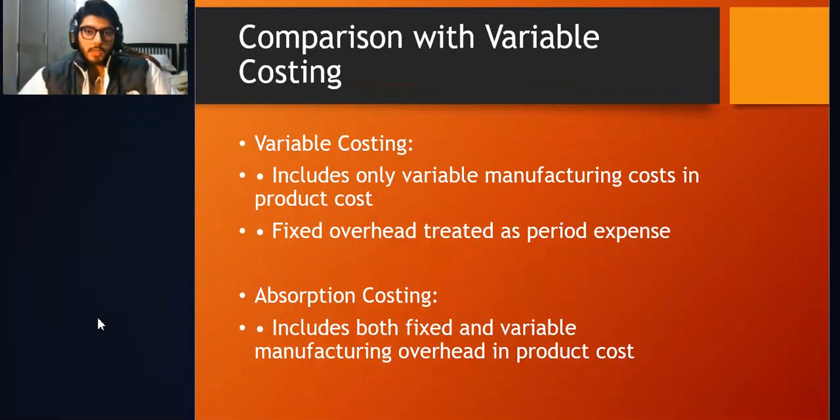So lastly, comparison with variable costing. Variable costing includes only variable manufacturing costs in the product cost, with fixed overhead treated as a period expense. Whereas absorption costing includes both fixed and variable manufacturing overhead in the product cost.